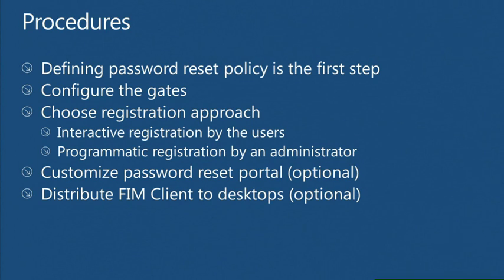So once you've identified your policy of what users will be in what category, and based on those categories, you can then start creating the artifacts in FIM, the sets, the MPRs, the workflow definitions, the workflows having the gates for SMS OTP, email OTP, or Q&A. Then once you've got that configured, how do you want the users to register? You could do that interactively. You could either tell people to go to the portal.